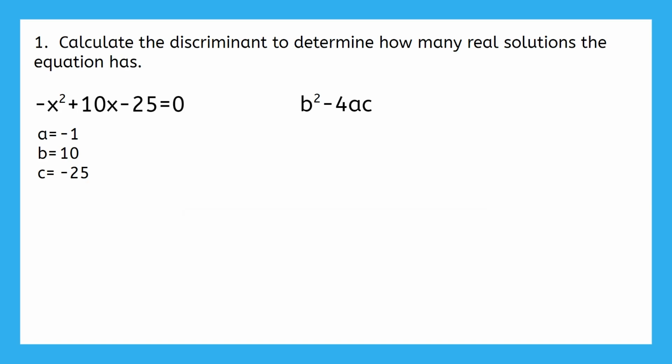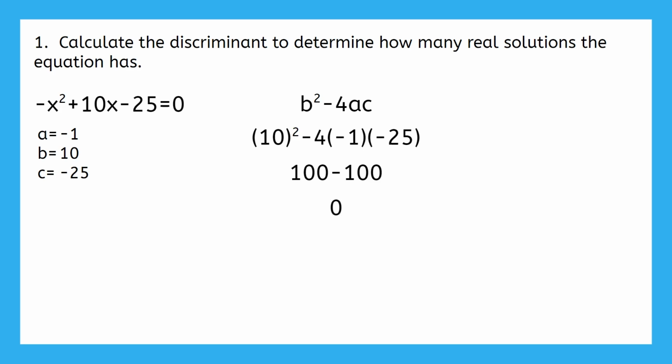After substituting in the values, we have 10 squared minus 4 times negative 1 times negative 25. Don't forget to use those parentheses when substituting so we can keep track of any negatives. 10 squared is 100, and negative 4 times negative 1 times negative 25 is negative 100. 100 minus 100 is 0.